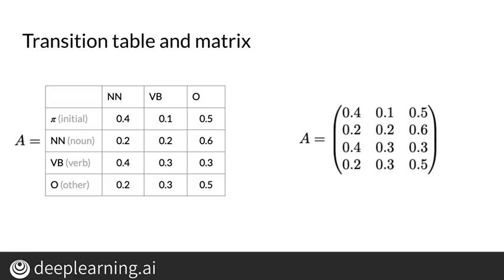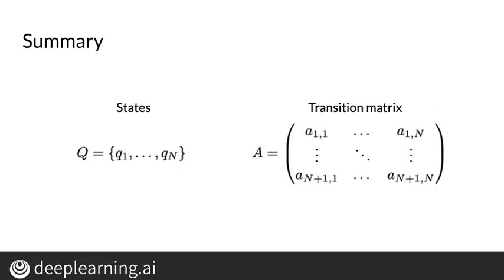Notice that the transition matrix can be written as an actual matrix, like this. To recap, Markov chains consist of a set Q of n states, Q1 all the way to Qn. The transition matrix A has the dimensions n plus 1 by n, with the initial probabilities in the first row.